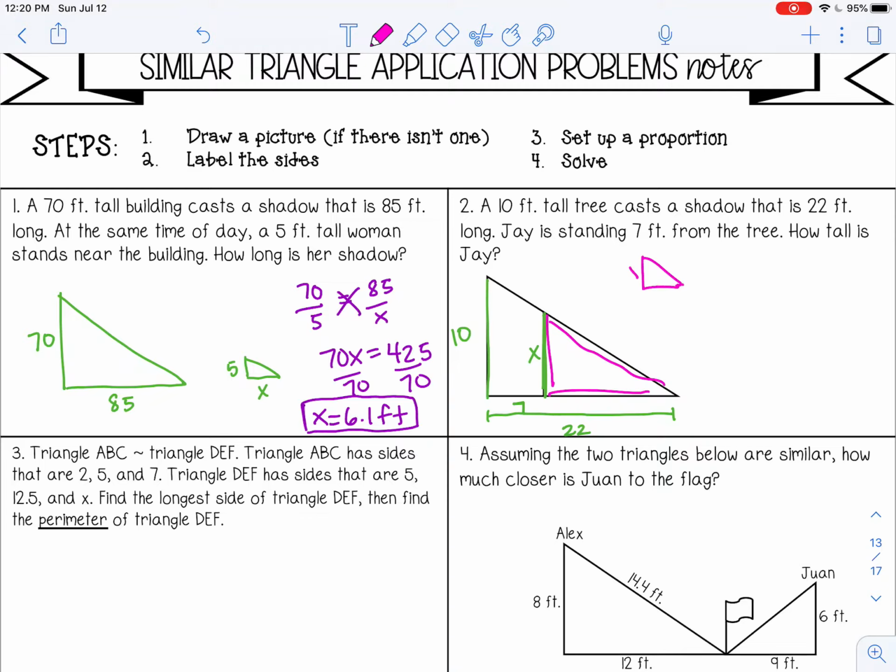So what I can do is take 22 and subtract 7, and that gives me 15. So this is X, this is 15. And then I'm going to draw the whole triangle. This is 10, and the whole bottom is 22. That makes it a little easier for you to set up the proportion now that they're separate. So I could match X with 10 and 15 with 22. All right, so if I cross multiply that, 150 equals 22X. Divide both sides by 22, and we get 6.8 feet.